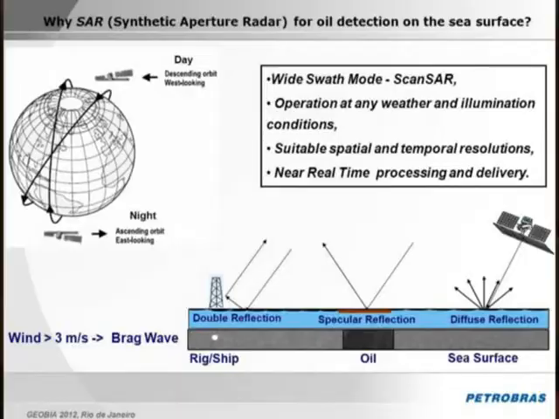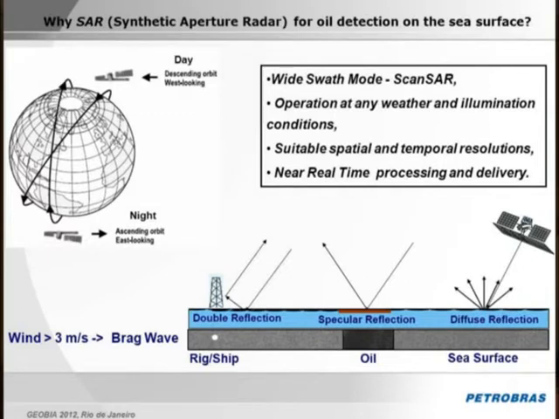So why use SAR for oil detection on the sea surface? We use SAR because SAR provides us images with a wide swath, using ScanSAR providing a synoptic view, operation at any weather and illumination conditions, suitable spatial and temporal resolutions for the detection of most of the targets that are of interest to us, and with an important feature that is near real-time processing and delivery, very important when you work in oceanic areas that have very changeable environments.